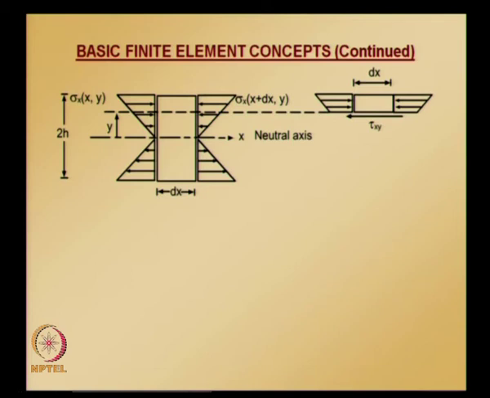Sigma x is acting on the left side and sigma x evaluated at x plus dx is acting on the right side. Now, considering equilibrium of forces, all forces are acting in the x direction. So, considering equilibrium of forces at a distance y from the neutral axis, we get this equation.